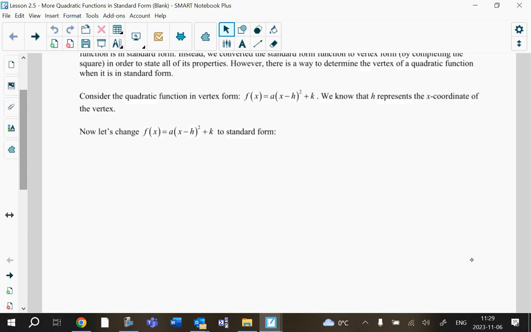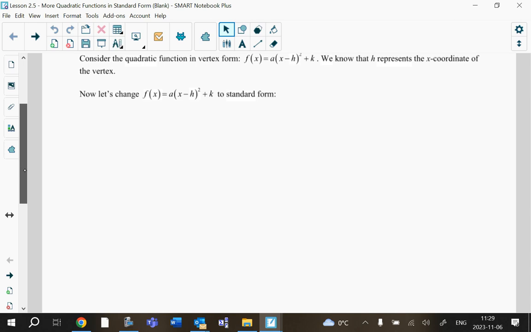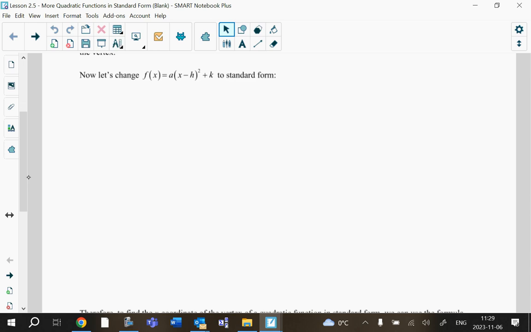Okay? The only thing I want to add here is that there is another way besides completing the square where you can find the vertex in standard form. And we're actually going to use this way, although you do need to be familiar with completing the square. We're going to use this way when it comes to problem solving with these things. What kind of problems can we solve?